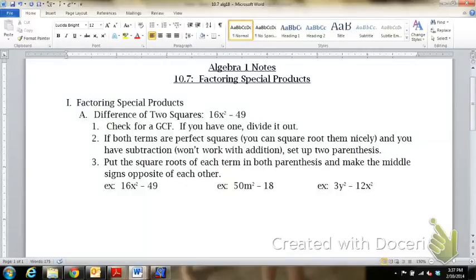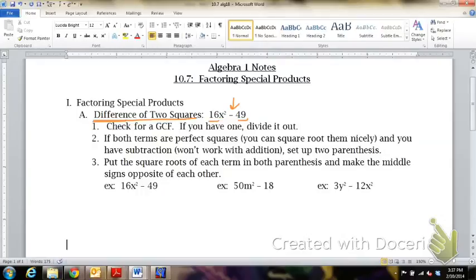So in 10.7, we're going to factor special products, but we're going to do two certain types. One, we're going to do the difference of two squares. It's got to be difference, which means subtract, and it has to only be two terms. And they have to both be perfect squares.